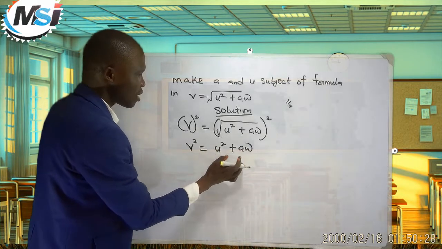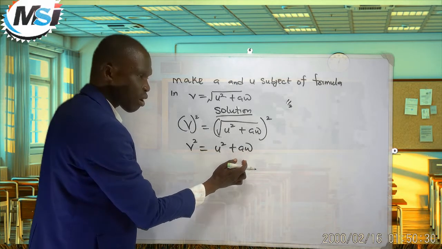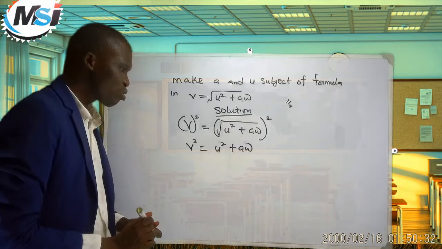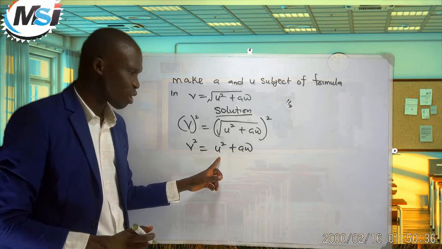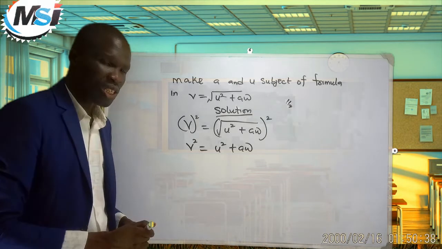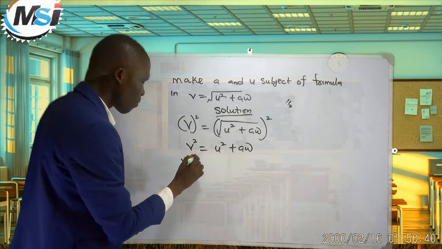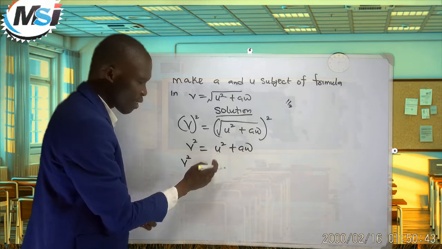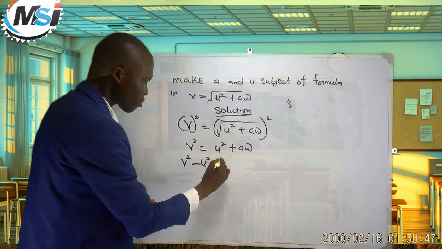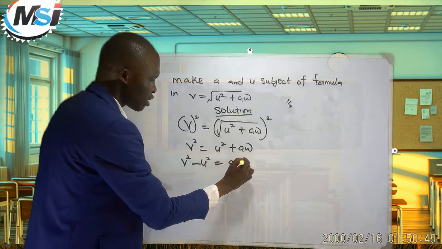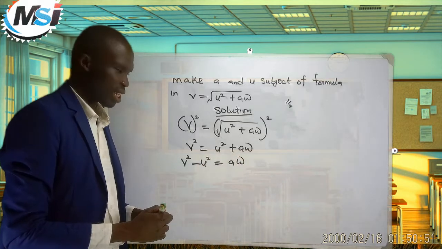Since we are making A the subject of the formula, what you need to do is look for a way of removing this U squared from here, and doing that we have V squared. This is plus U squared. When you cross to this side, it turns to minus U squared, equals AW. I believe you understand that, right?